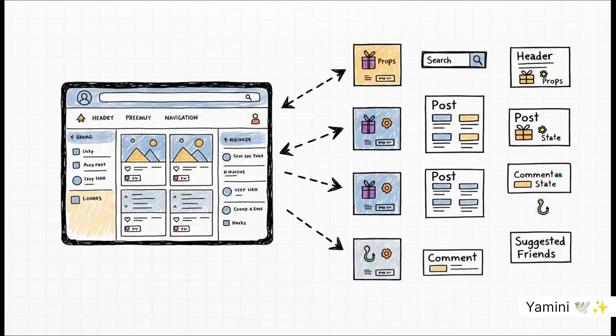Honestly, just think of them like Lego bricks. You'll learn how to pass data between these bricks using something called props, and how each brick can manage its own internal data using state. You'll also learn about hooks like useState and useEffect, which are just tools to manage how your components behave. This is really the key to building modern web apps.